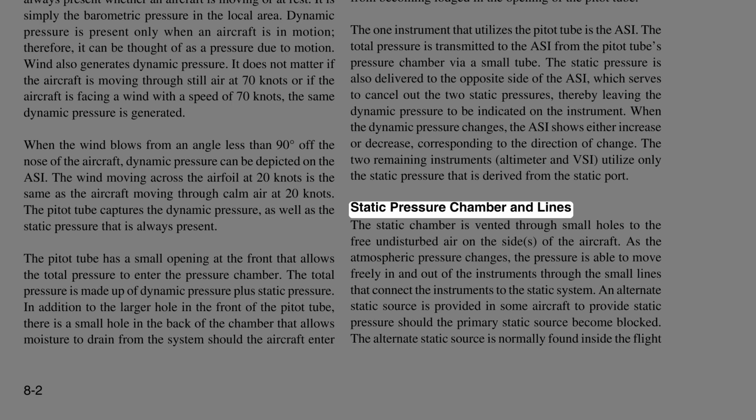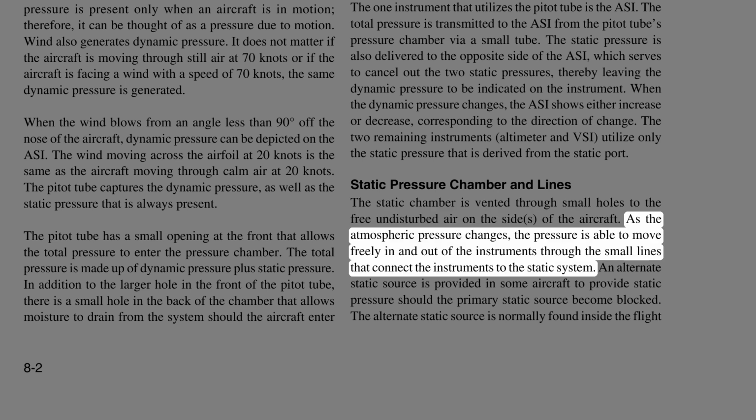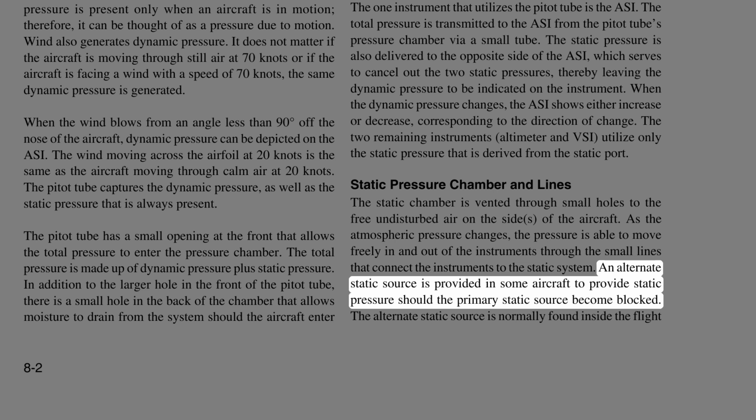Static pressure chamber and lines. The static chamber is vented through small holes to the free undisturbed air on the sides of the aircraft. As the atmospheric pressure changes, the pressure is able to move freely in and out of the instruments through the small lines that connect the instruments to the static system. An alternate static source is provided in some aircraft to provide static pressure should the primary static source become blocked.